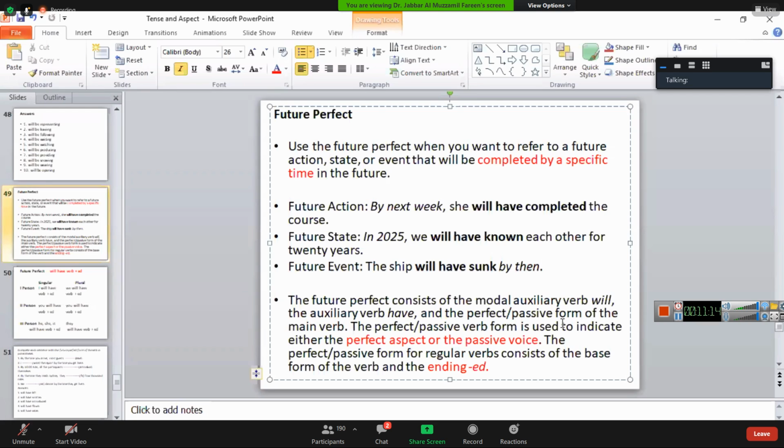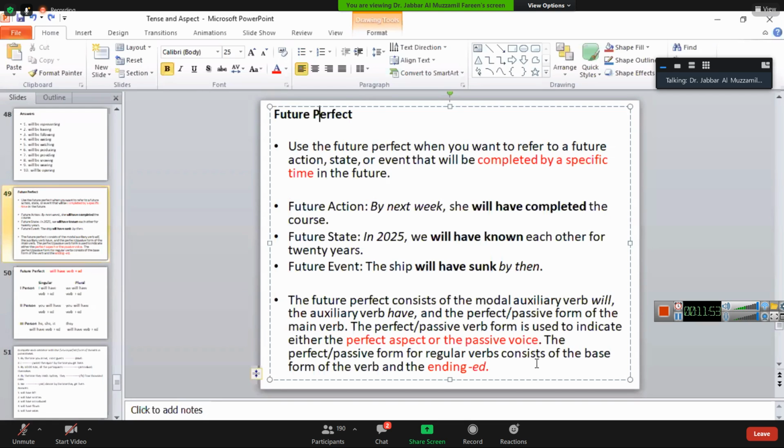Okay. And the perfect passive form of the main verb. So, what is the perfect passive here? That is the ed form, but the ed form will be differentiated by regular and irregular verbs. So the perfect passive verb form is used to indicate the perfect aspect, and it will also refer to the passive voice. So when you are changing from active to passive voice, you can very easily see it in this perfect form and you can change them.